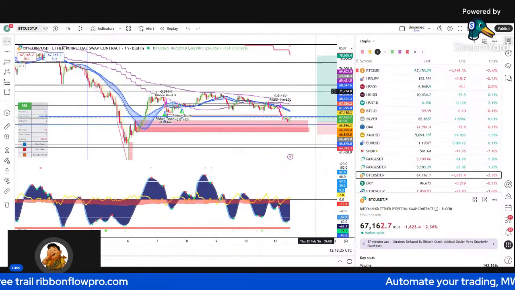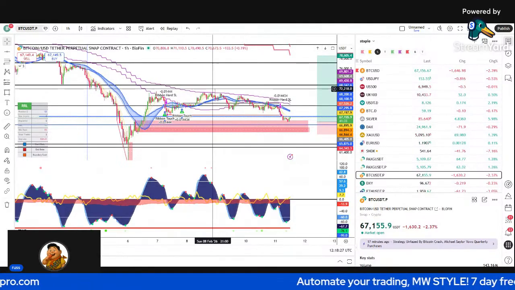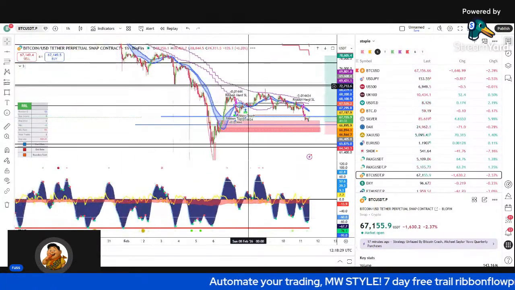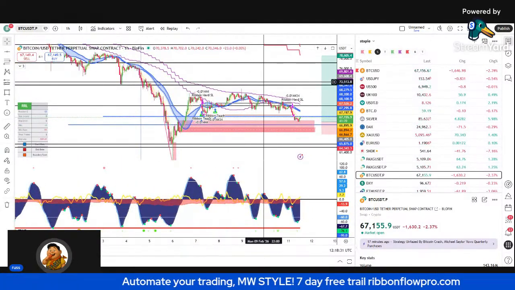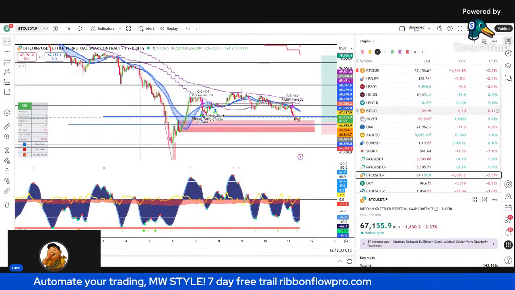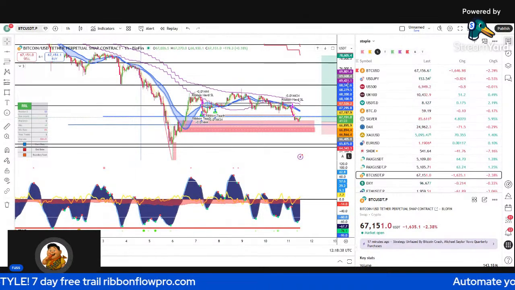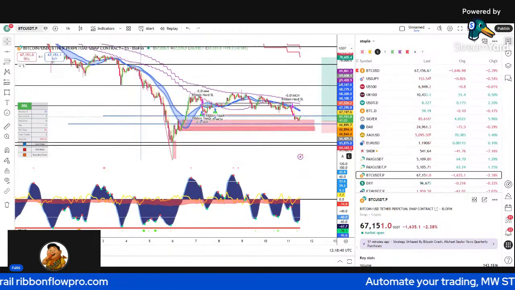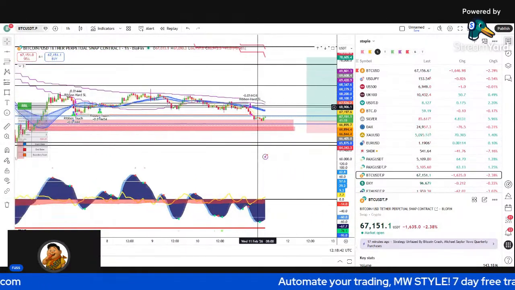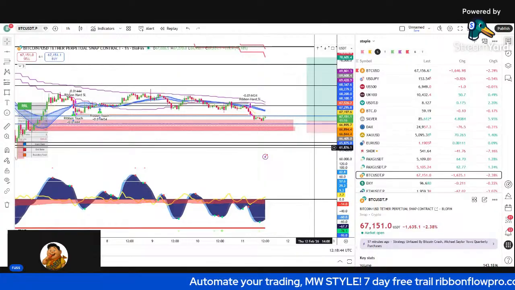You need to point it at the right thing. I'm not going to put a long on Bitcoin at 120k, but if I had put a short on Bitcoin up at 120k using Ribbon Rider Short, then yeah, it's going to do well. You do have a bit of discretion.